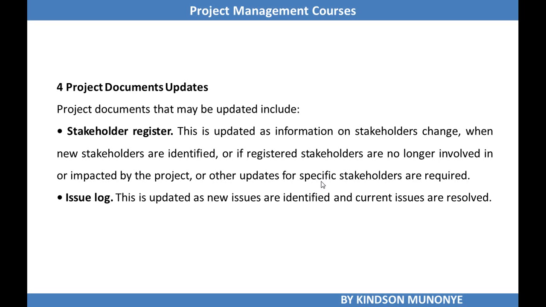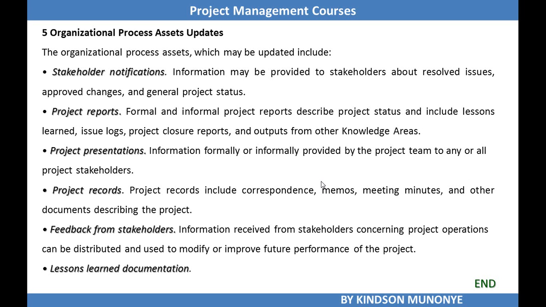And finally, the last output for Control Stakeholder Engagement is organizational process assets. Some that might be updated are stakeholder notifications. That is, information may be provided to stakeholders about resolved issues, approved changes, and general project status. Other organizational process assets that may be updated include project reports, project presentations, project records, feedback from stakeholders, as well as lessons learned documentation. So these are a few items that will have to be updated.